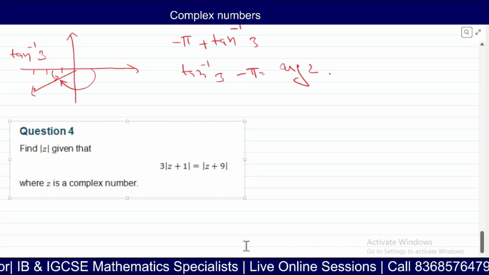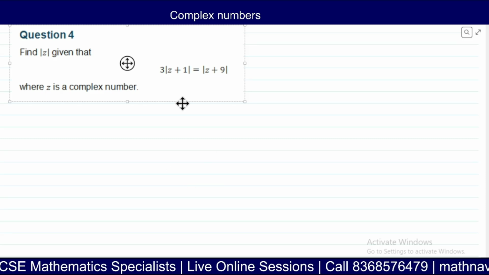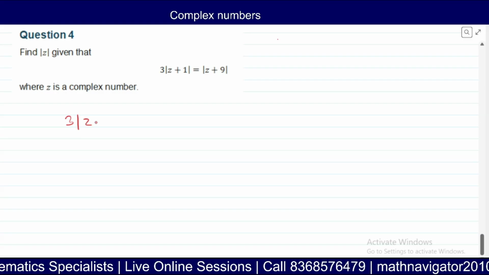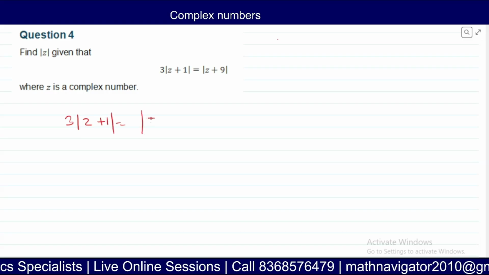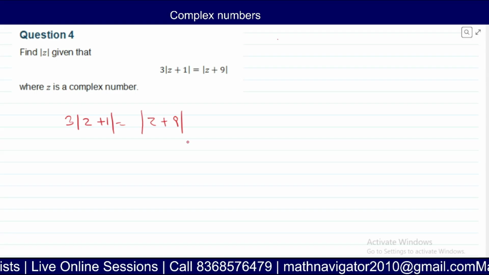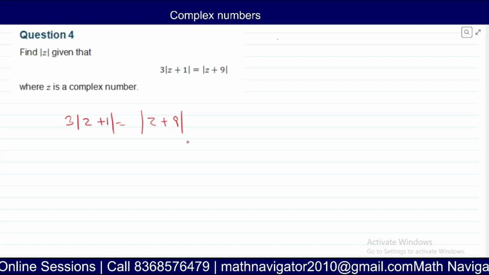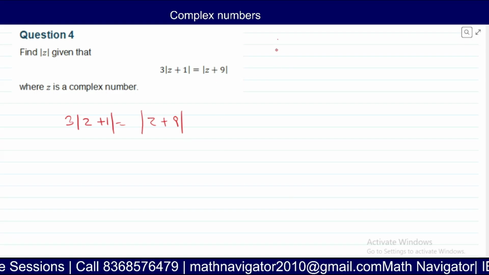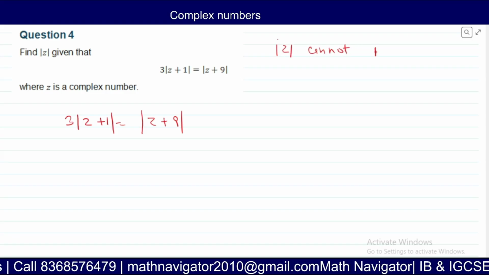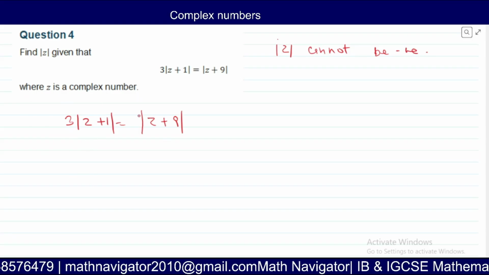So let's do the fourth question. They are saying this is the modulus of z, this is regarding the magnitude. So if you have got a question like this, modulus of 3z plus 1 is equal to modulus of z plus 9, this we have already done in modulus functions, right? How to solve these kinds of problems. So find the magnitude of z given this. So first of all, we need to understand one thing. Magnitude of z cannot be negative, right? Mod cannot be negative. So what can I do for finding this?